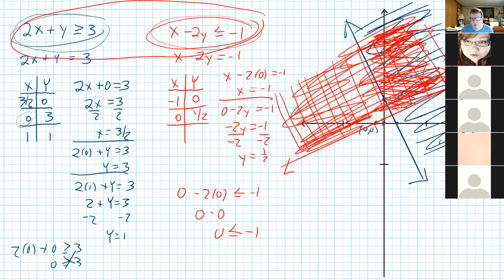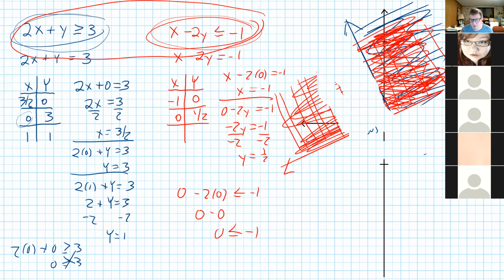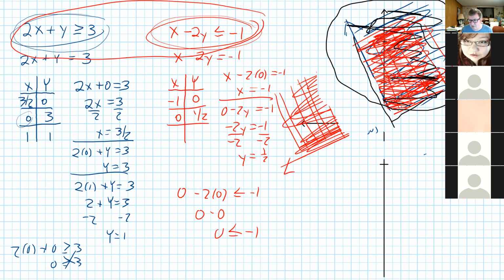So let's erase that. I didn't do a very good job of getting rid of all of that, but this piece right here would be the solution. You've got a solid line here, a solid line there, and this doesn't stop at the edge of the graph, it continues on out. But the solution would be where the two overlap, all right? Any questions about this example?